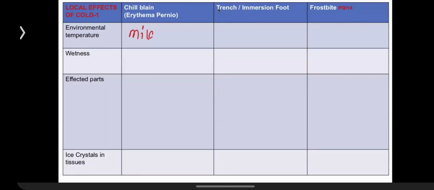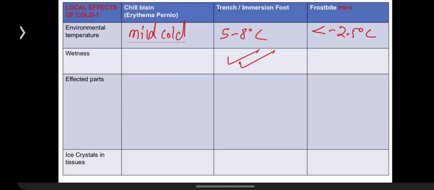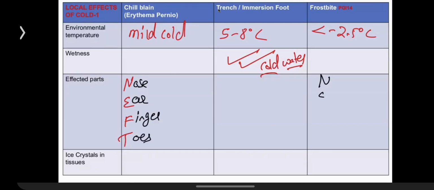Chilblain occurs due to mild cold. Trench foot occurs between 5 to 8 degrees Celsius. Frostbite, minus 2.5 degrees Celsius. Wetness is required in trench foot. The feet have to be in cold water. Wetness is a mandatory part of trench foot. Affected parts in chilblain: nose, ear, fingers, toes. And trench foot, as the name suggests, basically occurs in the foot.